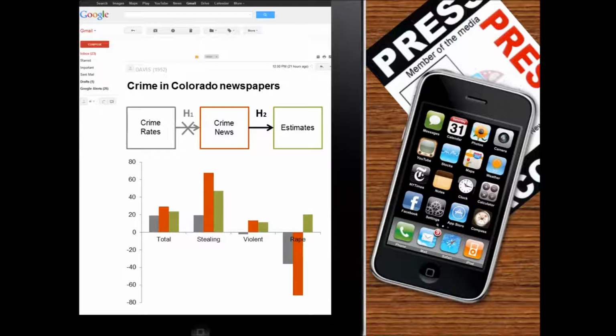Now for rape, there was a different story. The public thought that the percentage of crime rates for rape went up, while in fact that declined very much, and even more shockingly, the amount of rape articles declined even more than the percentage of rapes as part of crime. So that's evidence not in support of hypothesis 2. So we actually had some mixed findings.